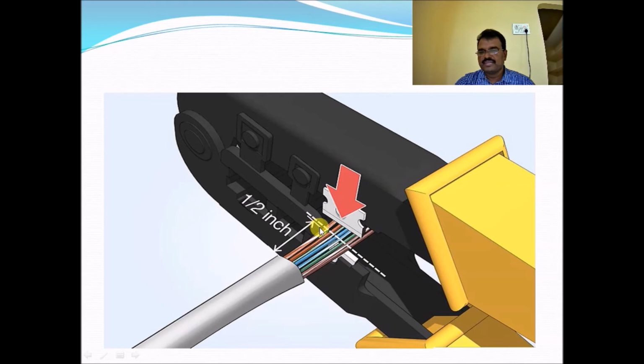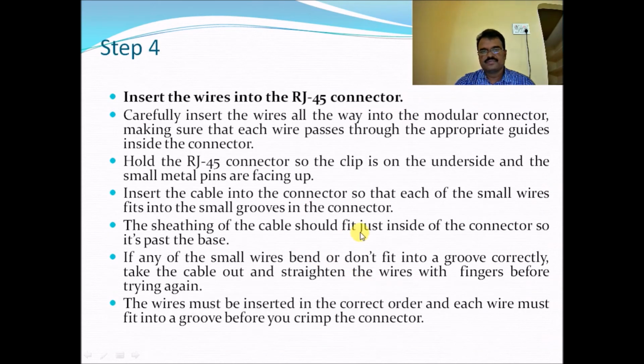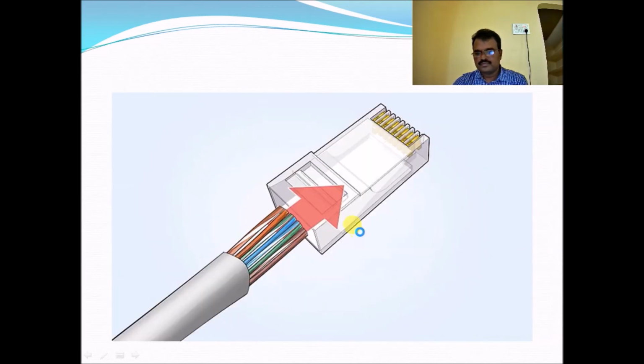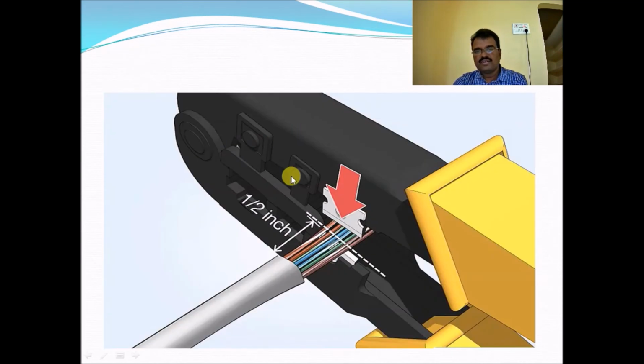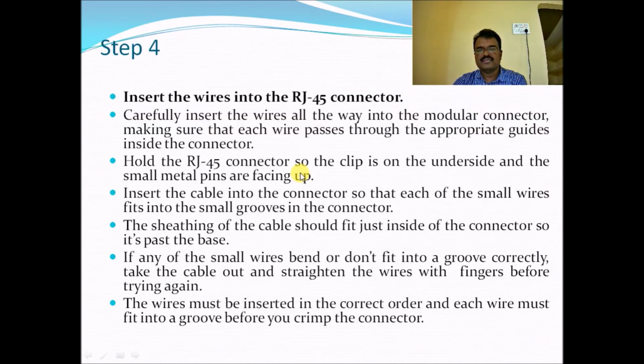So if you cut here, these all wires are in even line. So we have to maintain half inch from the sheath. This is called sheath. Now after cutting, after becoming even line, we have to insert in the RJ45 connector. Carefully insert the wires.